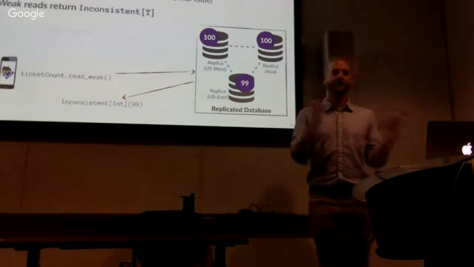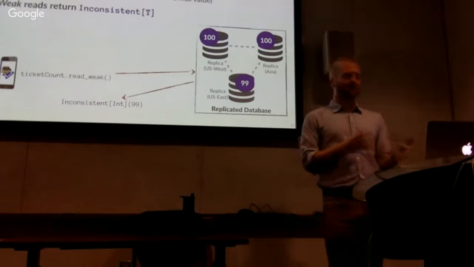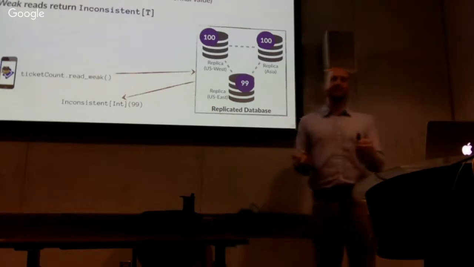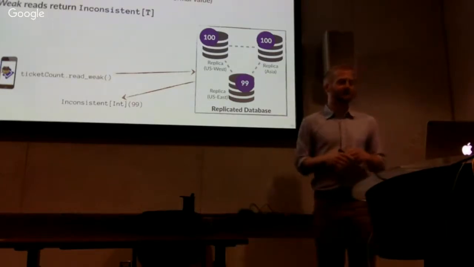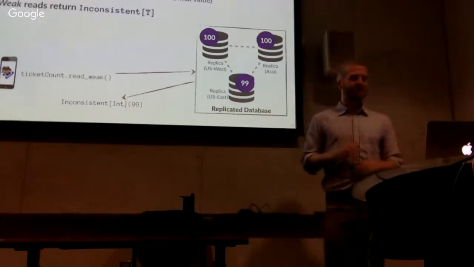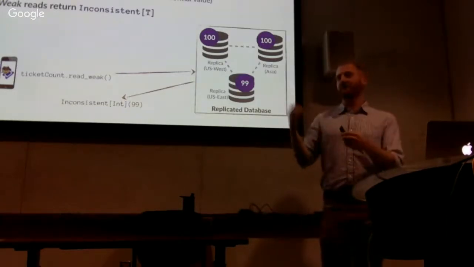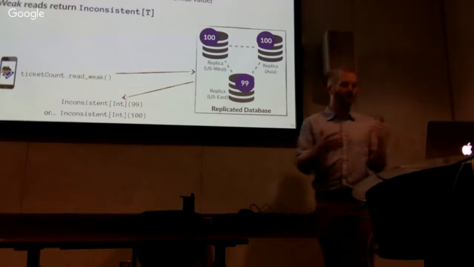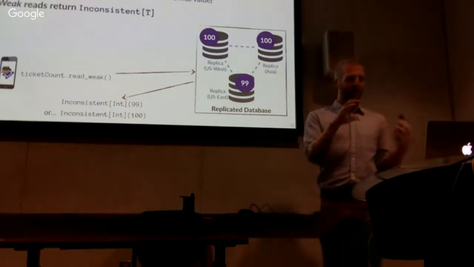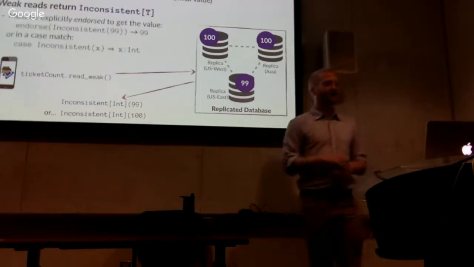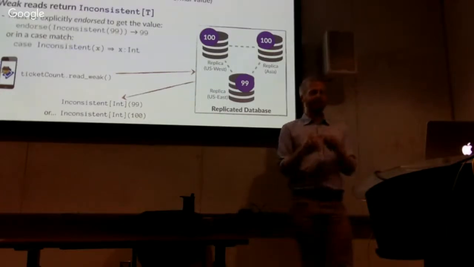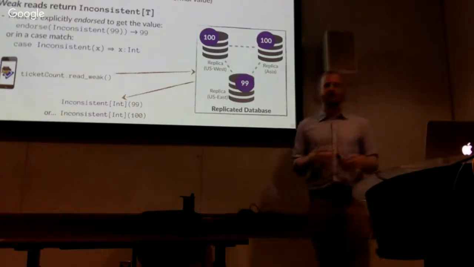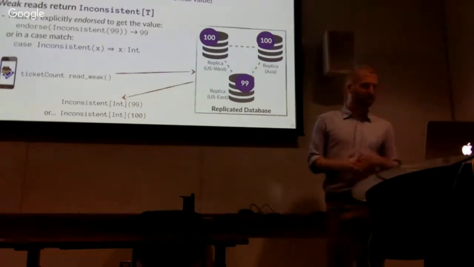On the other hand, weak reads, say reads using eventual consistency, are going to be tagged as inconsistent. This will prevent us from using them where we might have accidentally used them. So if you did a weak read from the ticket account, you're going to get back an inconsistent int of value 99. Or if you read from a different replica, you might get the value 100, right? And you don't know which one you're going to get. So in order to help us track that uncertainty, we tag them. And now, in order to get the value out, you have to explicitly endorse it, either using the endorse or using a case match to extract the value out. But now you're prevented from accidentally using these values in the wrong place.